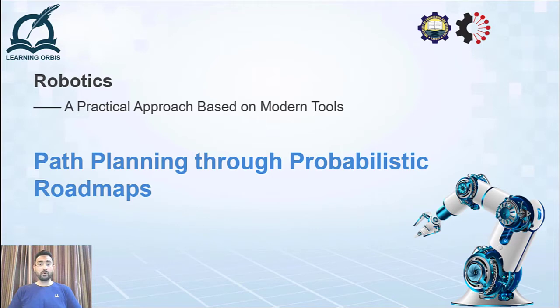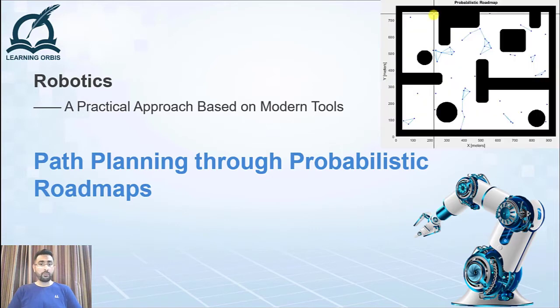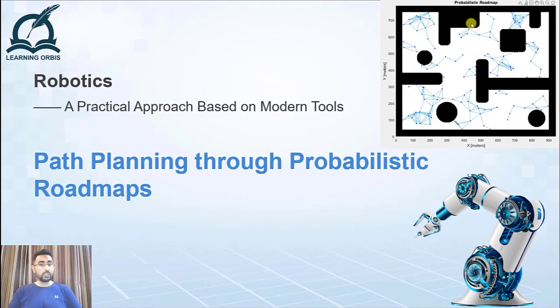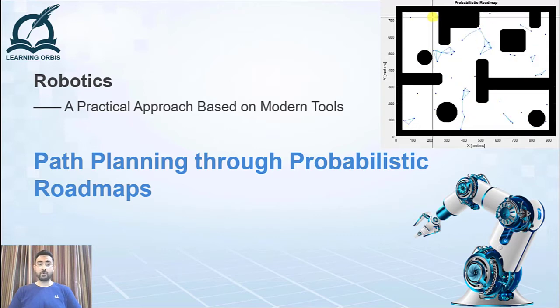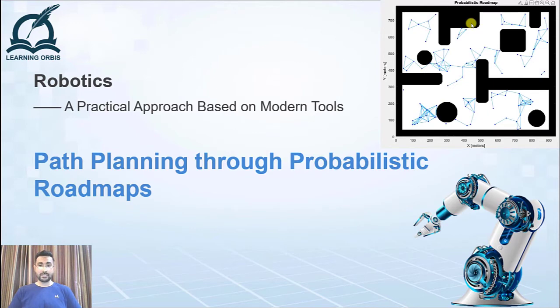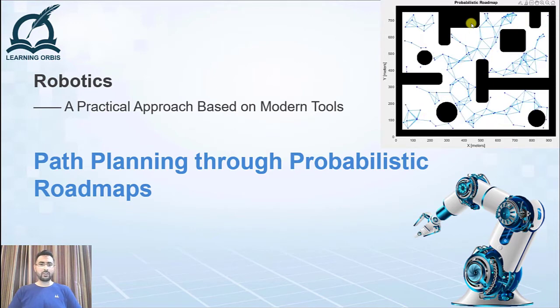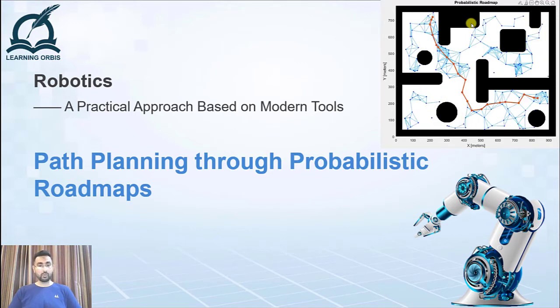Today we are going to explore a very interesting technique called probabilistic roadmaps for path planning, which is commonly used for mobile robots. However, it may also be used for manipulators or stationary robots if you have complete grasp over its concepts. So let's first try to understand what this technique is and then how we can implement it on MATLAB using Robotic Systems Toolbox.